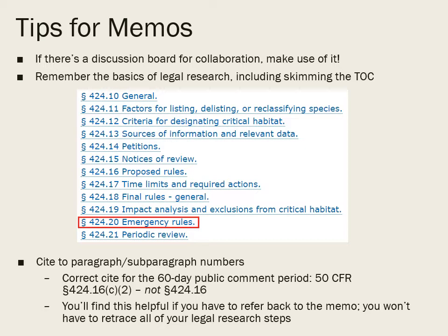This could even be useful for you in this particular class, because if, for instance, your policy analysis memo focuses on threatened or endangered species, you might want to refer back to M1. So those are just some tips on memos, and now we're going to jump into what we're going to learn this week.